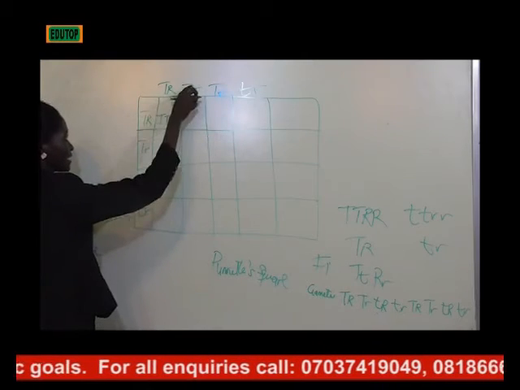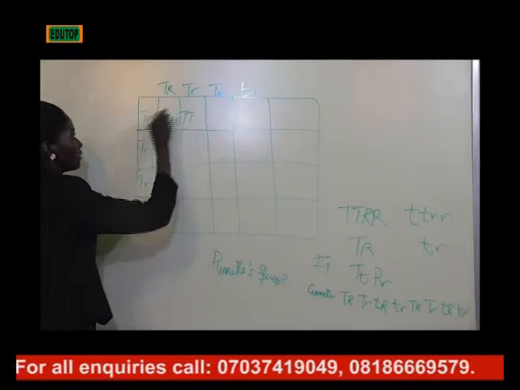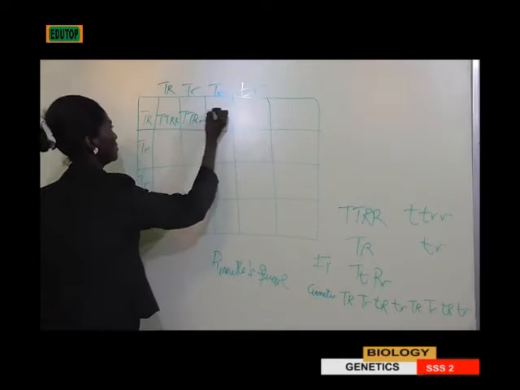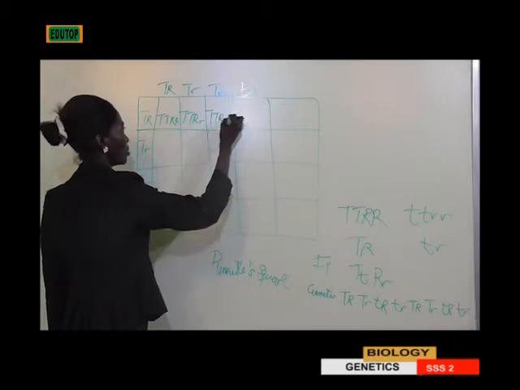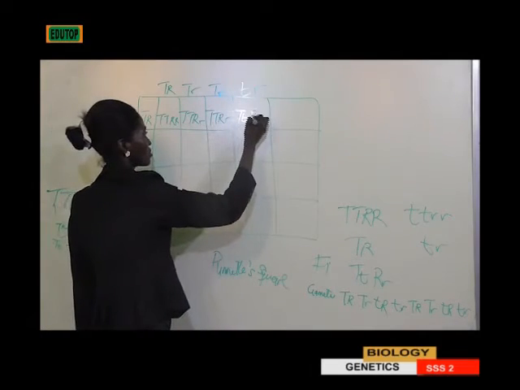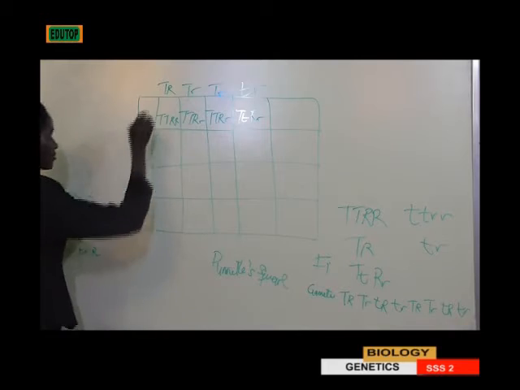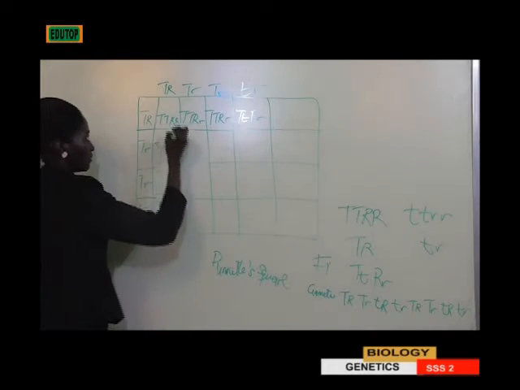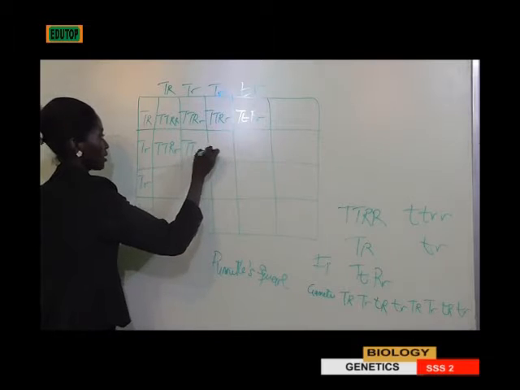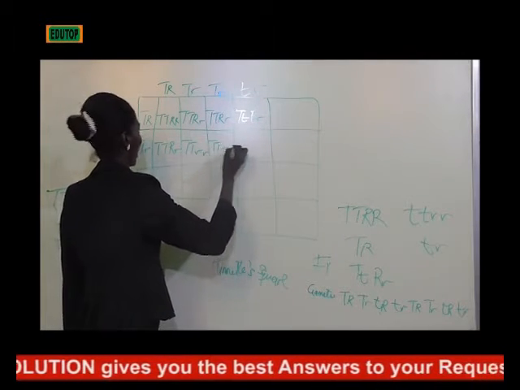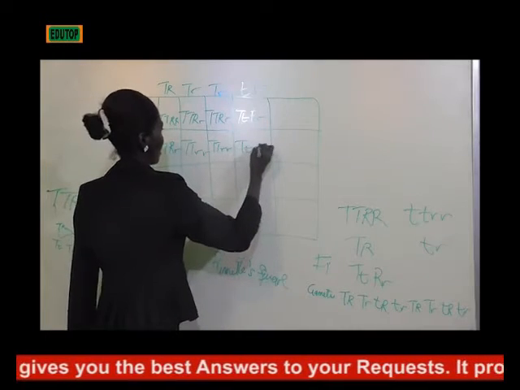We write TT as the capital T, and then R, capital R, small r. Then for this one, TT, capital R, small r. Then we have TT, capital R, small r. For the next one, just like that, TT, R, R. We have TT, R, R, small r. TT, R, R, then TT, R, R.